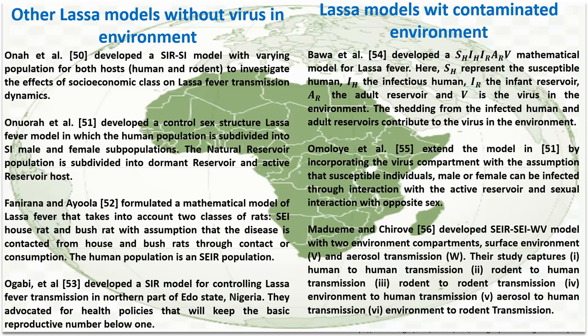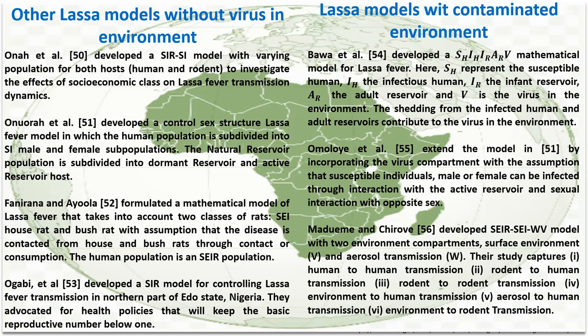Then we have Farana and Ayola. They consider a mathematical model with two classes of rats. They took it that there may be rats inside the house, and there may be rats outside the house, that is in the bush, with the assumption that someone can get infected through the rat inside the house, and someone can get infected through the rat outside the house. Of course, the human population is an SEIR model.